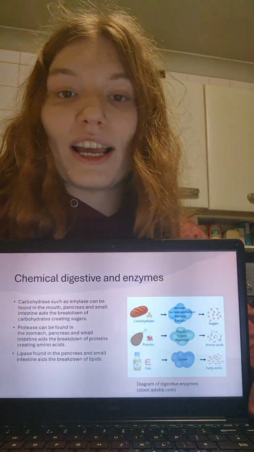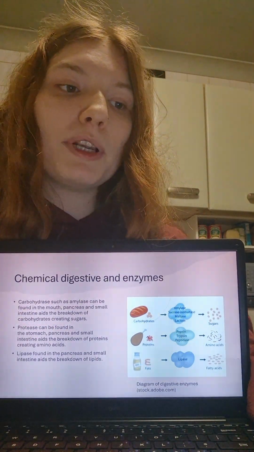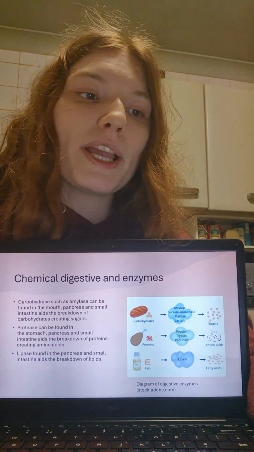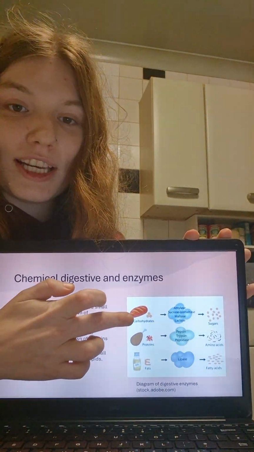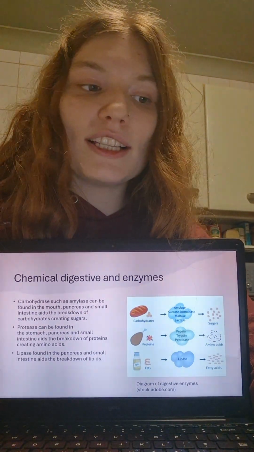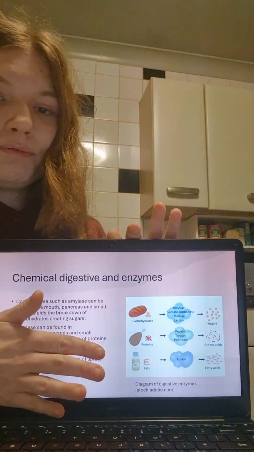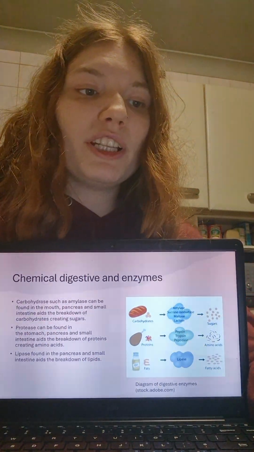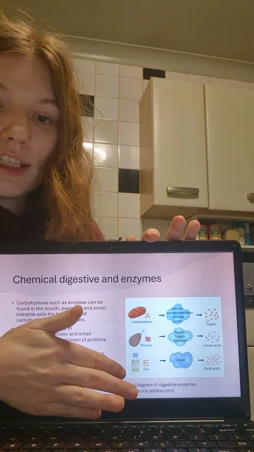Chemical digestion and enzymes. Carbohydrases such as amylase can be found within the mouth, pancreas and small intestine. These help aid the breakdown of carbohydrates which create sugars, as you can see just here. Proteases can be found within the stomach, pancreas and small intestine and break down proteins creating amino acids. This one here. Lipases are found within the pancreas and small intestine and help aid the breakdown of lipids. This one here.